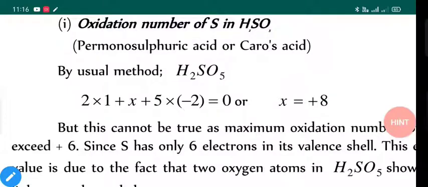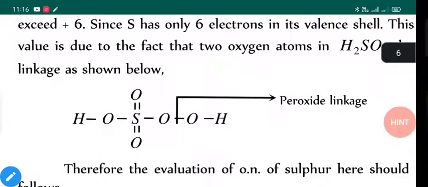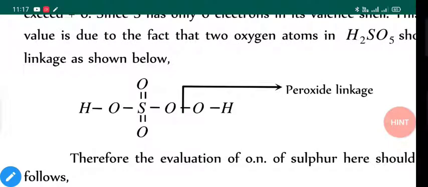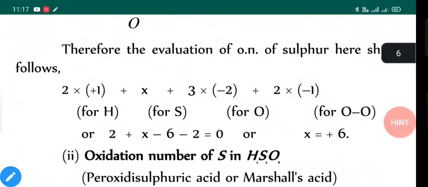So we can say that Caro's acid actually has a different structure. It is not a regular structure, and we already discussed it. It contains a peroxide linkage as we see here. So 2 of the oxygens have a -1 oxidation state. So if we calculate with 2 oxygens carrying -1 charge and 3 oxygens carrying -2 charge, you will see that sulfur has a +6 oxidation state, and the same is calculated here. Sulfur has a +6 oxidation state. So that's why it is an exceptional case, because not all of the 5 oxygens are in a similar oxidation state.